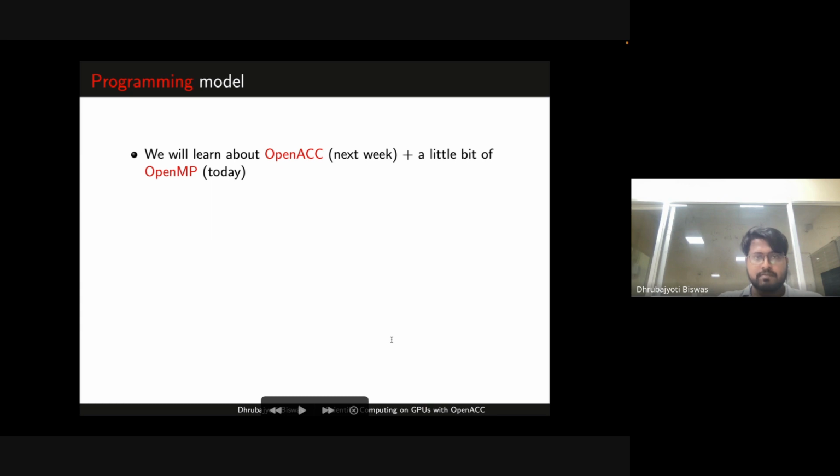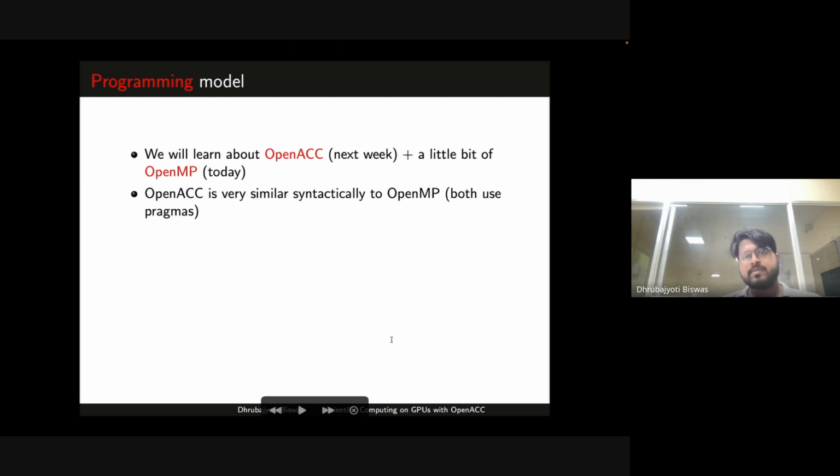Why do we need OpenMP? First of all, OpenMP is only for running on the CPU. As I said, they have introduced GPU support, but primarily it was developed for CPU parallelization. And it is very syntactically similar to OpenACC. Both use something called pragmas. What are pragmas? Pragmas are compiler directives. You write hash pragma in C, or I think in Fortran you give an exclamation mark pragma. I'm not sure about the Fortran syntax, but in C what you do is you write hash pragma omp parallel.